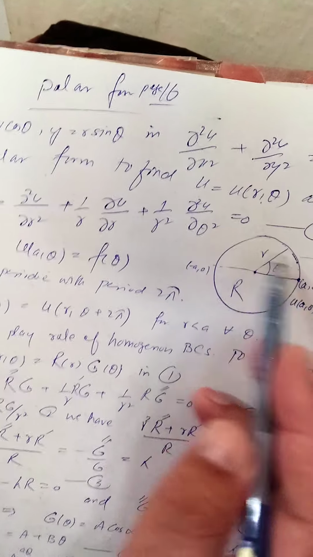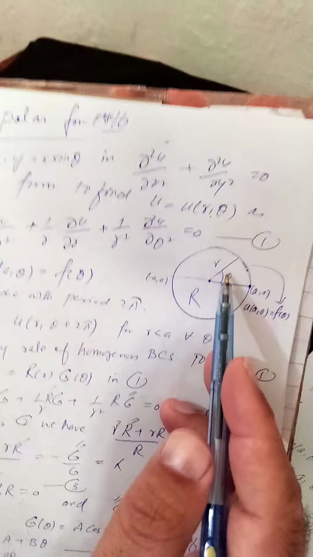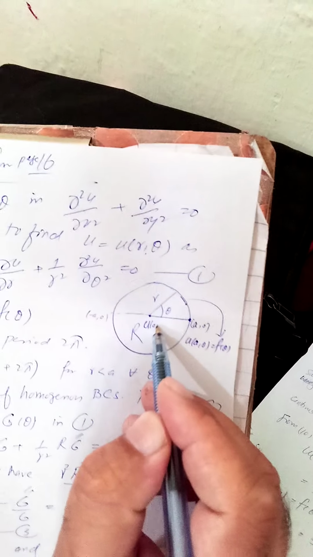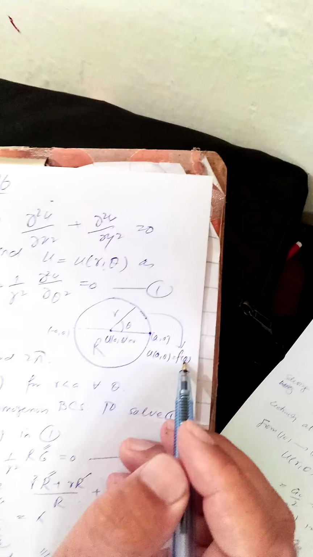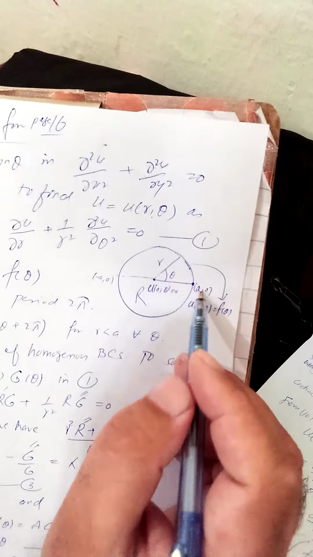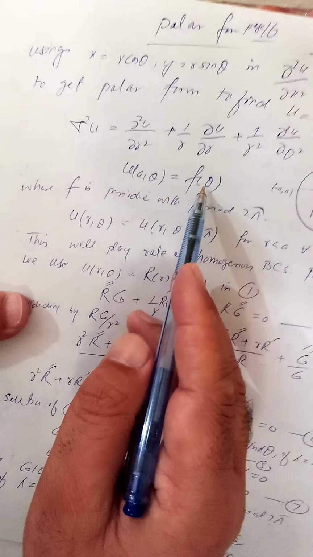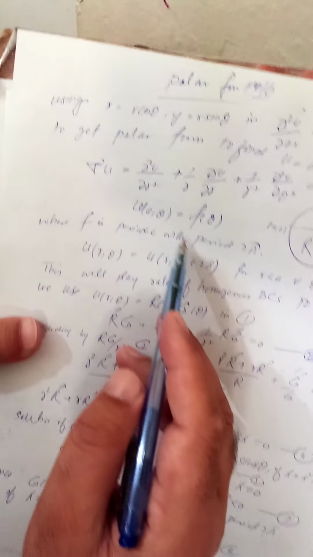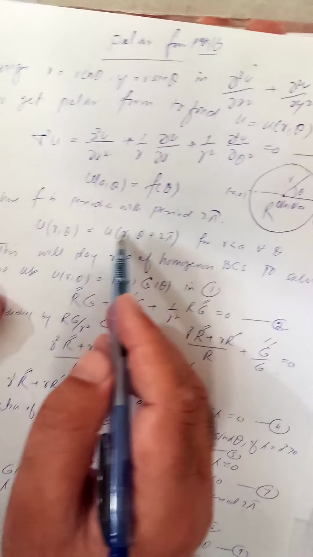Now consider a circle with radius a in angle theta. Here keep in mind that the temperature at u(0,theta) is equal to 0, and here u(a,theta) is f of theta. But keep in mind that the solution at this and this are uniform. u(a,theta) is equal to f of theta, where f is a periodic function with period 2 pi.